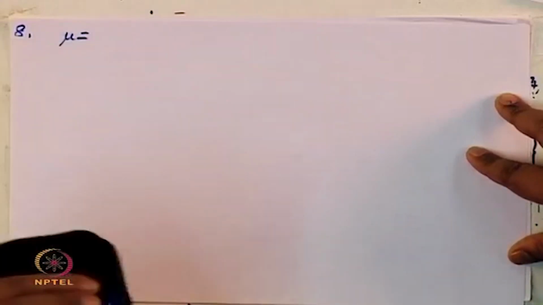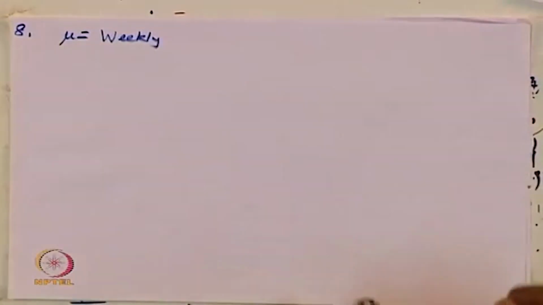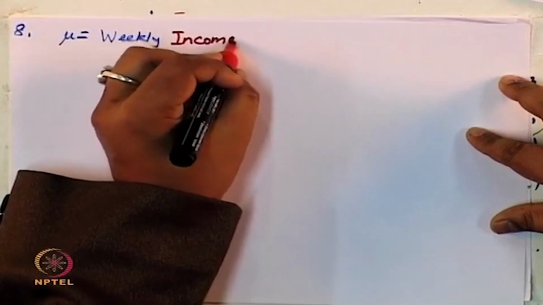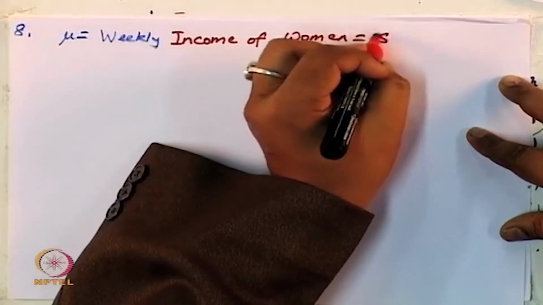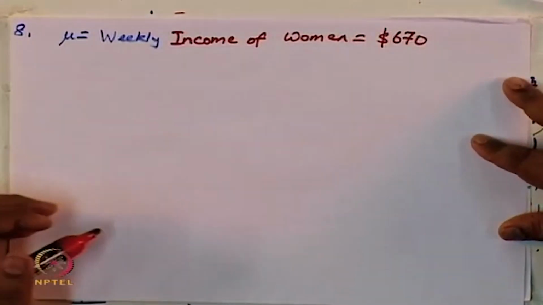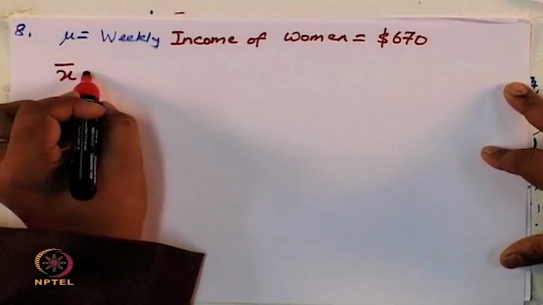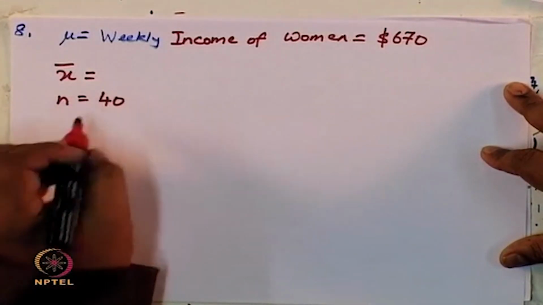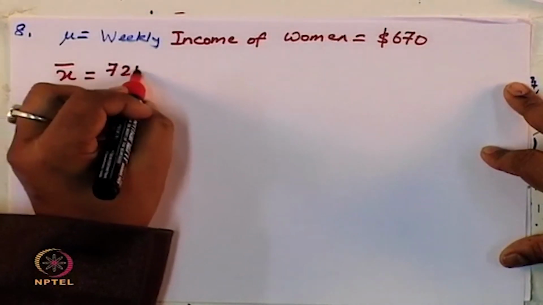What you have been given is mu, the average weekly income of women, equal to $670. The X bar is the average weekly salary of men in the sample of 40 males. So, you have N equal to 40, S equal to 102 and X bar is 725.